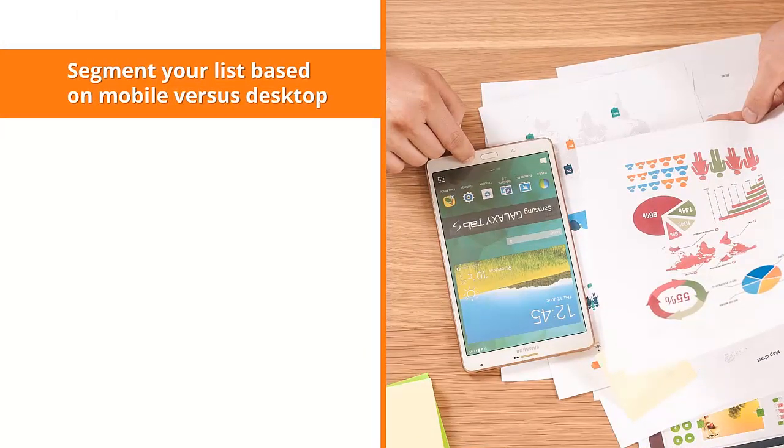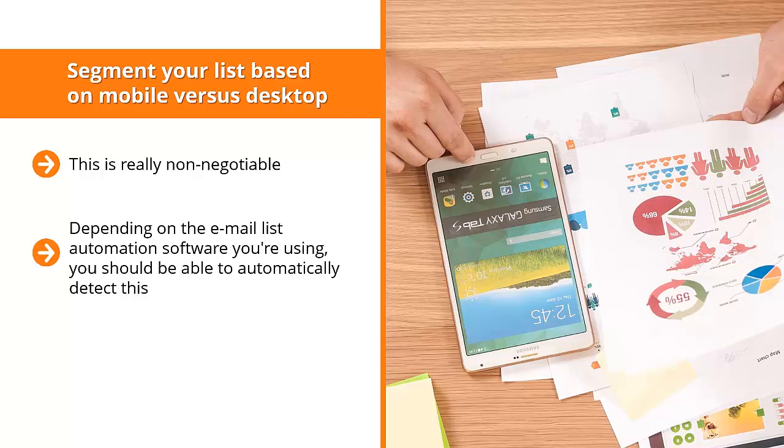Segment your list based on mobile versus desktop. This is really non-negotiable. Over 60% of internet users view the internet through a mobile device. The problem is that these devices have different screen sizes. Make sure your mailing list segments your list buyers based on their screen preference. Depending on the email list automation software you're using, you should be able to automatically detect this.